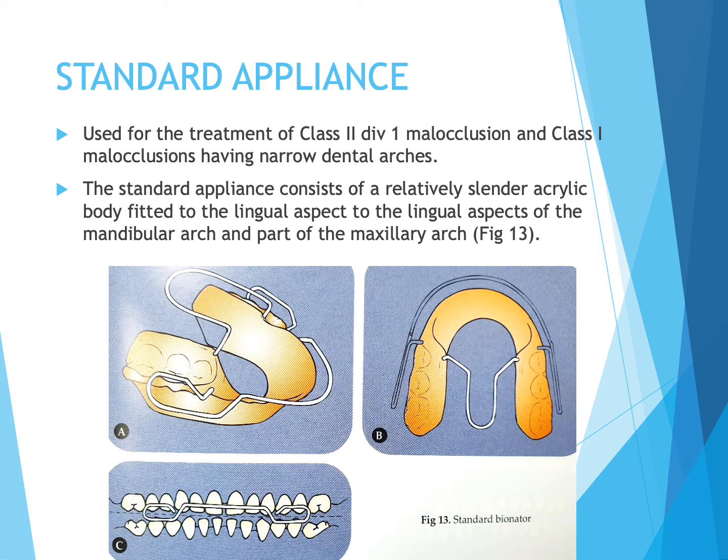This figure shows the standard appliance. The standard appliance is used for the treatment of class 2 division 1 and class 1 malocclusion having narrow dental arches. The standard appliance consists of a relatively slender acrylic body fitted to the lingual aspect of the mandibular arch and part of the maxillary arch.